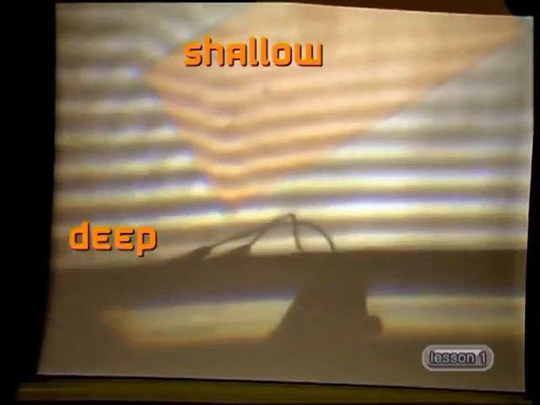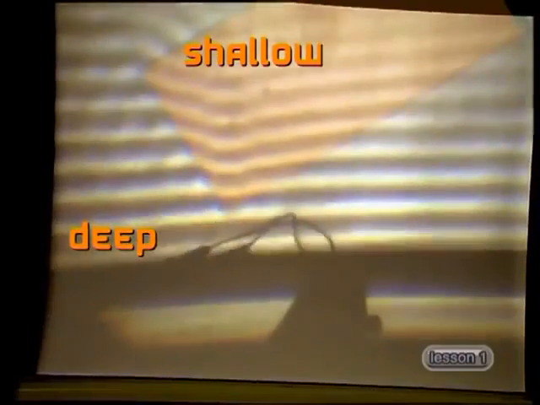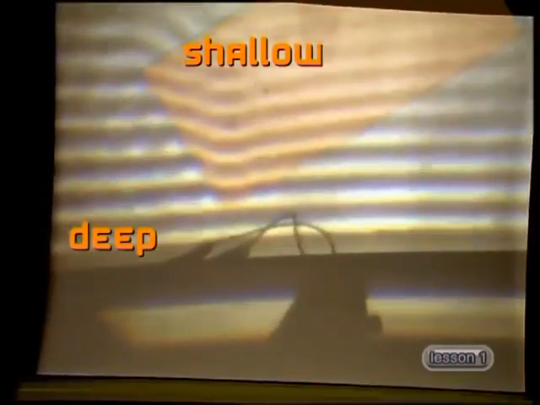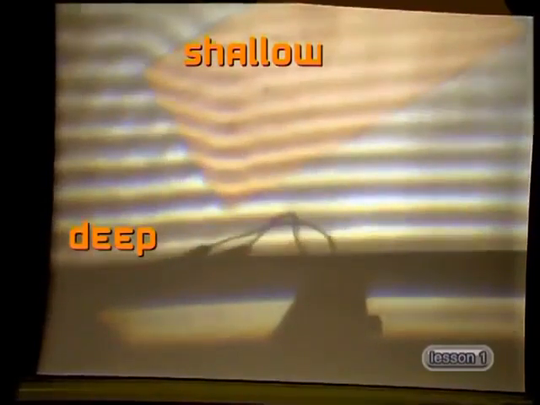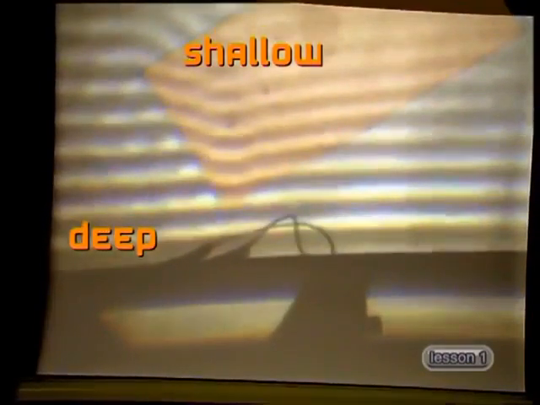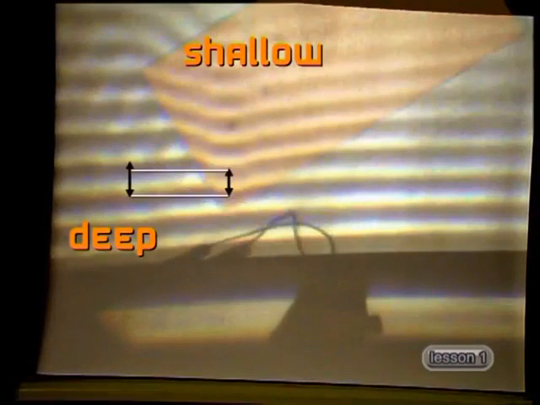Now let's see if a water wave can also be refracted. I'm going to put a piece of perspex in the ripple tank. The water is shallower above the perspex and deeper where there is no perspex. Watch what happens when water waves move from deep water into shallow water. Can you see that the distances between the shadows have decreased? This means that the wavelength has decreased.